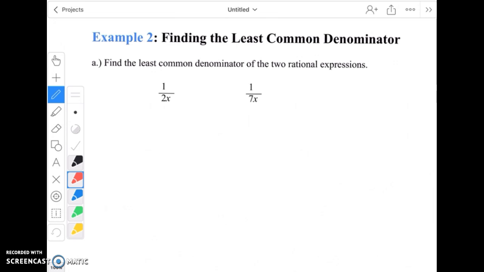The next piece, find the least common denominator for these two rational expressions. So on the left-hand side, we have a 1 over 2x. On the right-hand side, we have a 1 over 7x. Now, they both have x's, so I don't have to worry about that. All I'm concerned about is numbers, since they both share an x.